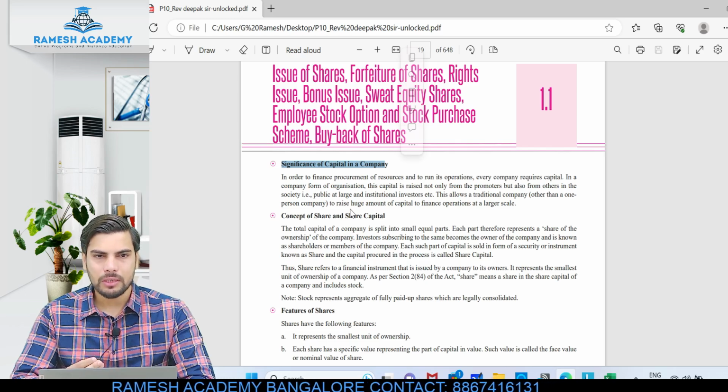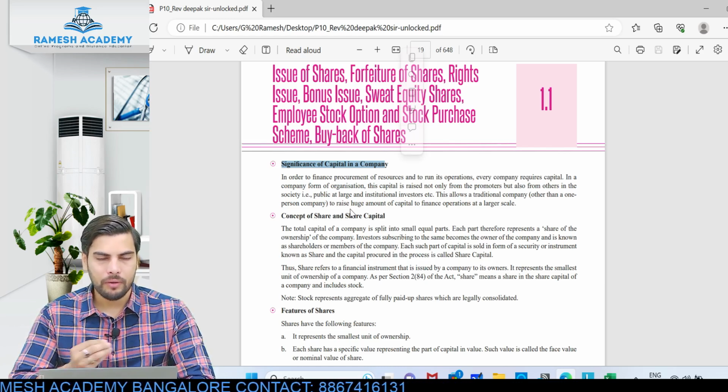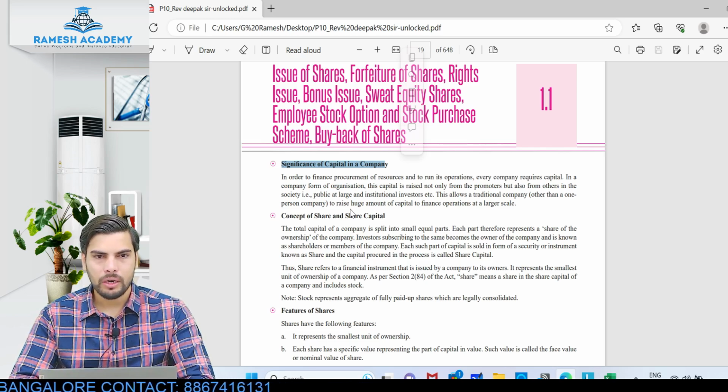Any business for that matter, can you imagine it without money? Can any business run or get started without any capital contribution or without any investment? Can you imagine any business without money? No, right? Even if you are opening a small tea stall, money is required. So without money, basically there is no business.